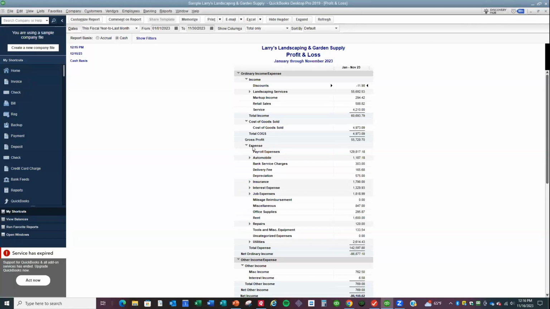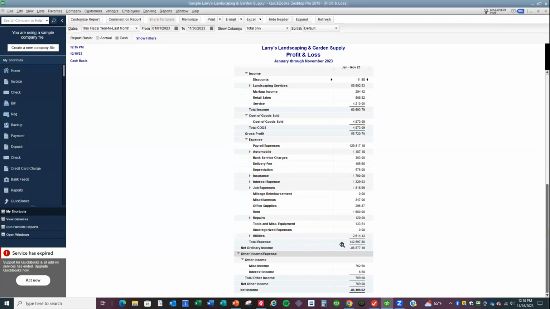Then you have all your overhead expenses, your payroll. As you can see, Larry's not doing too good here. His payroll far exceeds his gross profit. So as you can guess, towards the end of this, he's going to have a fairly significant loss. I don't know how they came up with these numbers, but it's just a sample. And then automobile, so forth and so on. It comes down to your total expenses of 142,000. Then your net income, which is basically your revenue less all of your expenses, including your cost of goods, is a negative 86,000 in Larry's case.